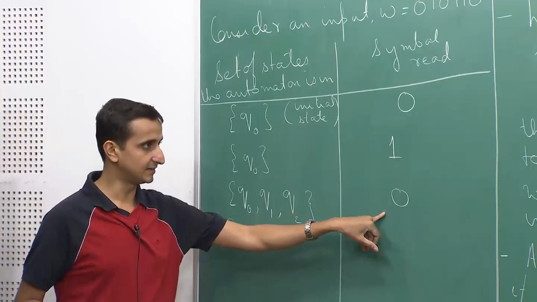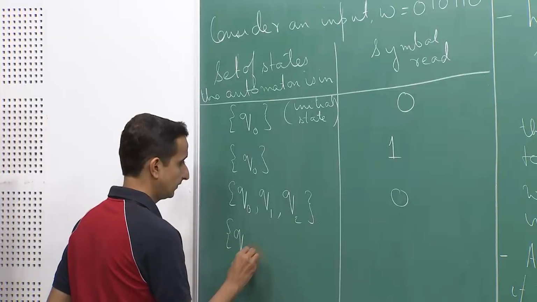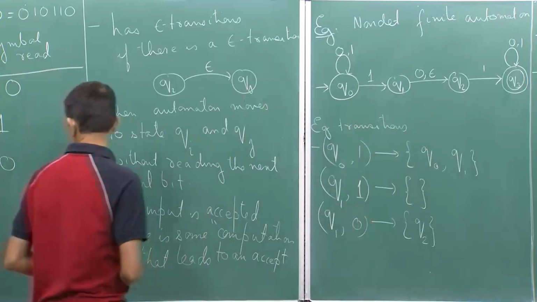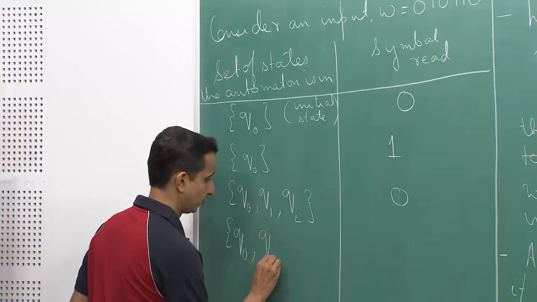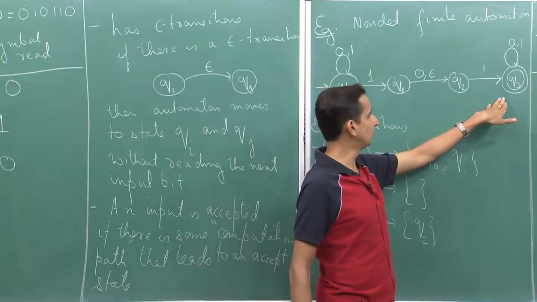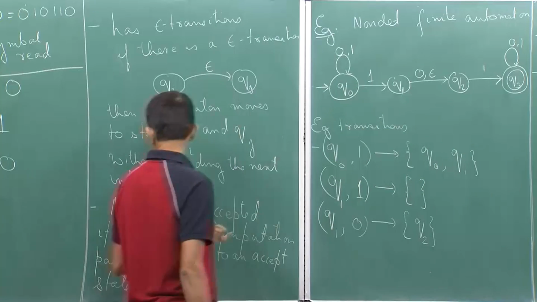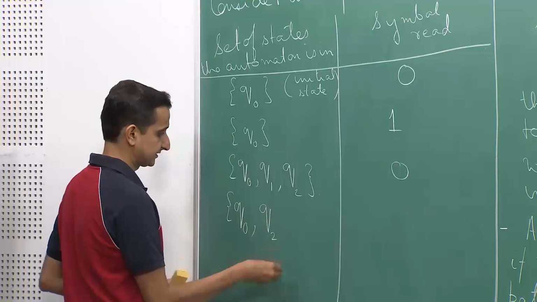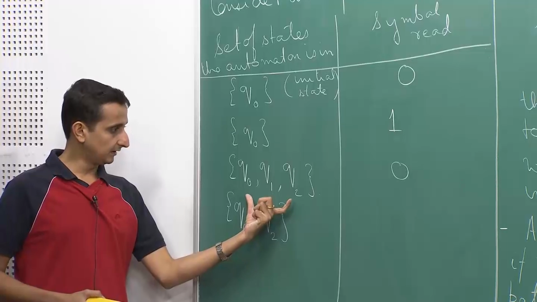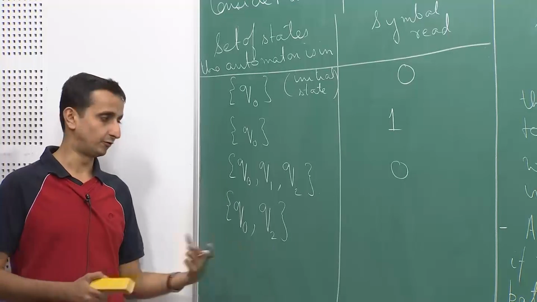From Q0 on a 0, we stay at Q0. What happens from Q1? From Q1 on a 0 we go to Q2. And what about Q2? From Q2 on a 0 there are no transitions. So, we go to the empty set, which means that I do not write anything more here. So, we just have Q0 comma Q2. Essentially, from the set of states Q0, Q1 and Q2, in the next step the automaton goes to Q0, Q2.